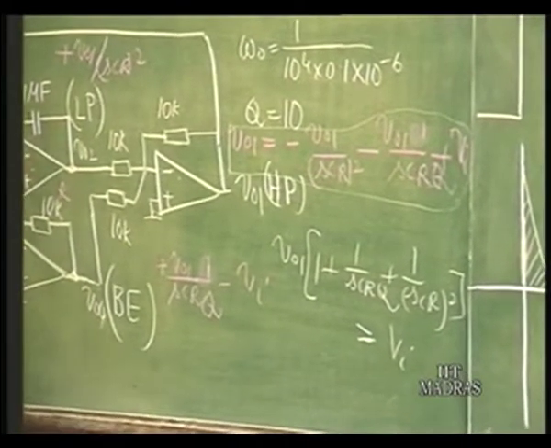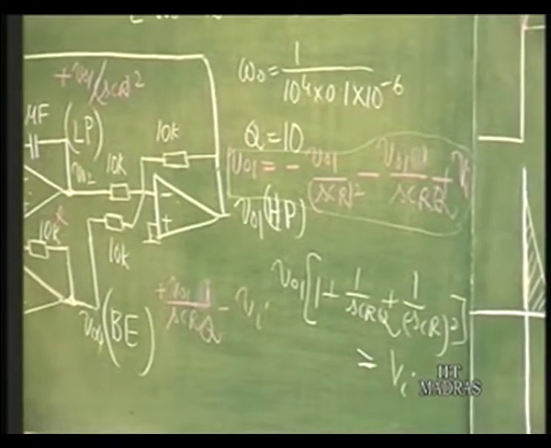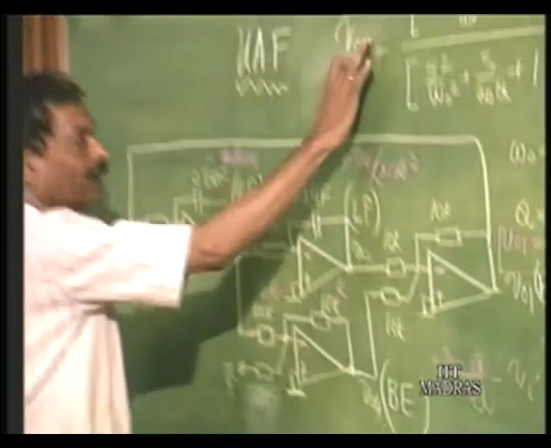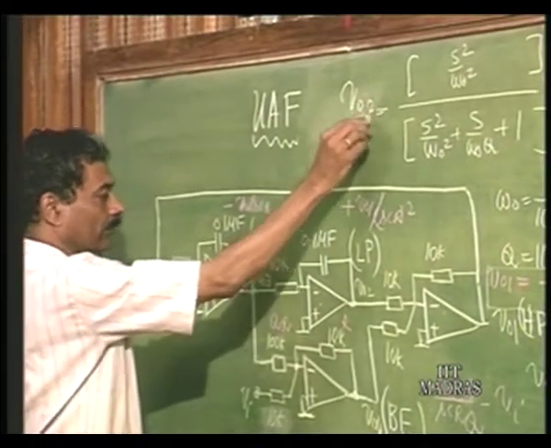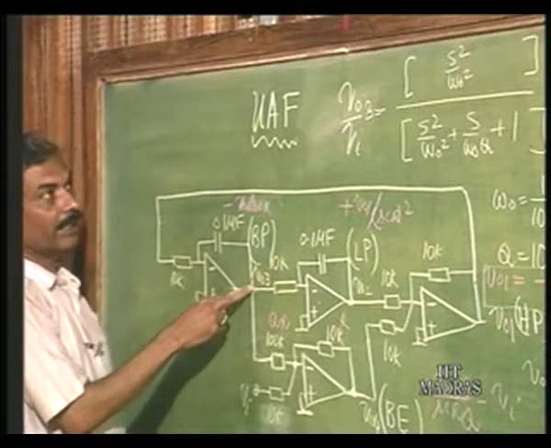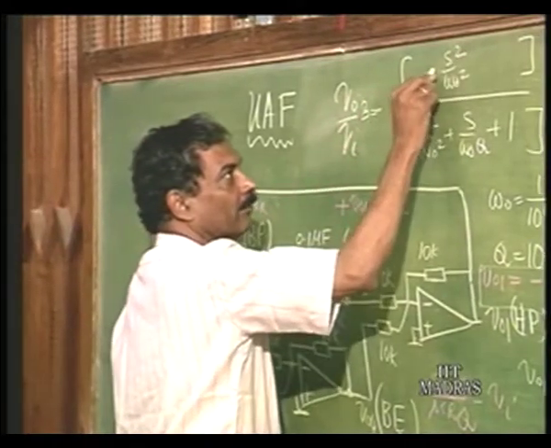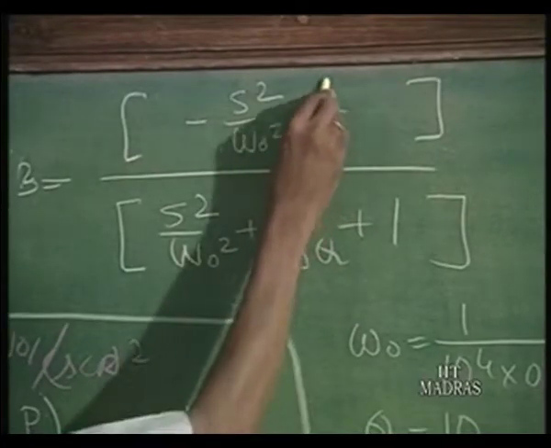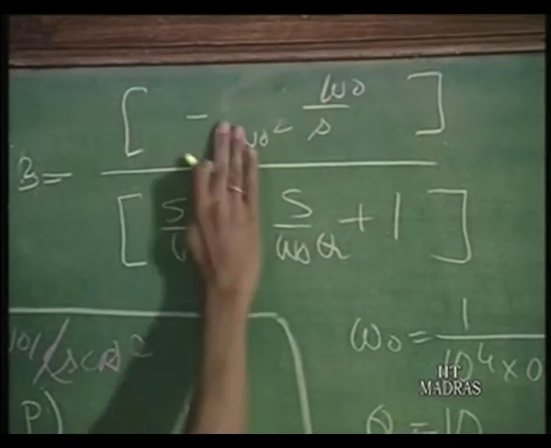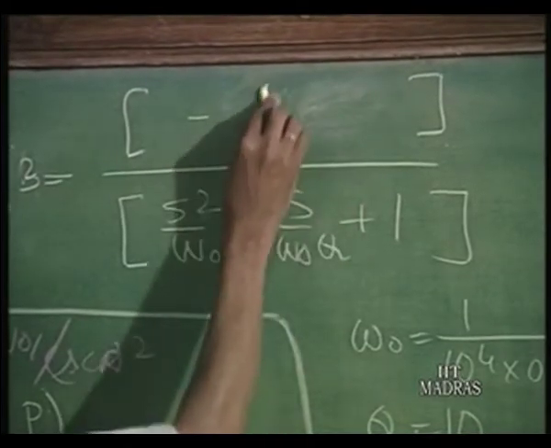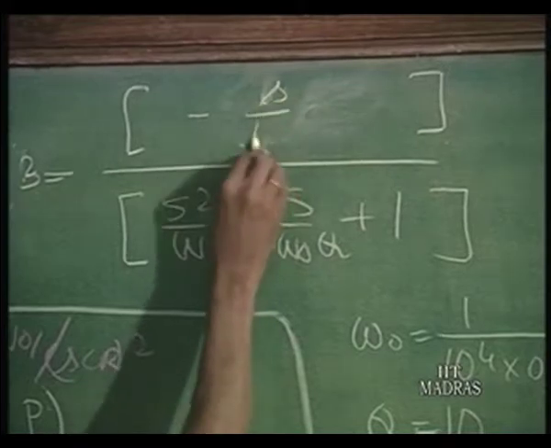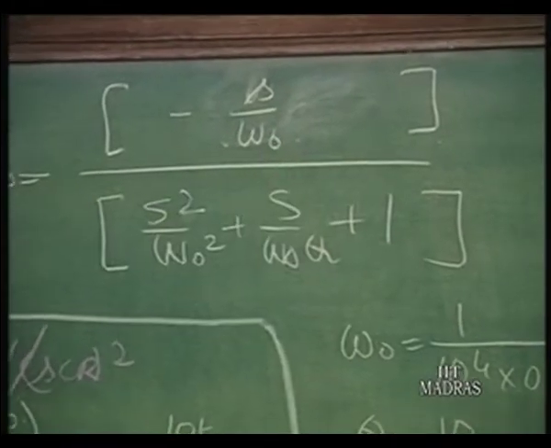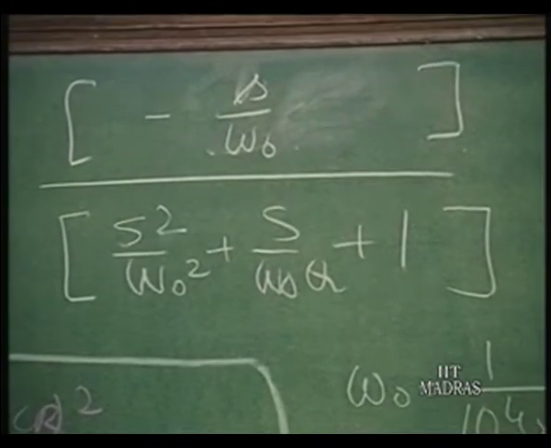If I now use this point, it will be V naught 2 or V naught 3 over Vi, which is going to be multiplied by minus S by omega naught. So, this will get cancelled and we will get S by omega naught. That is band pass at this point.